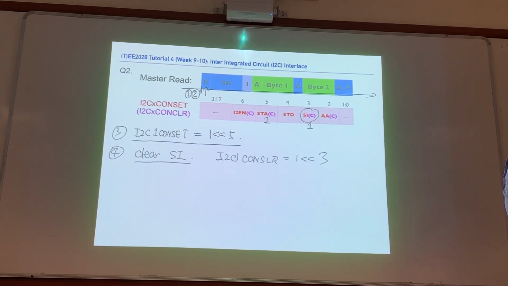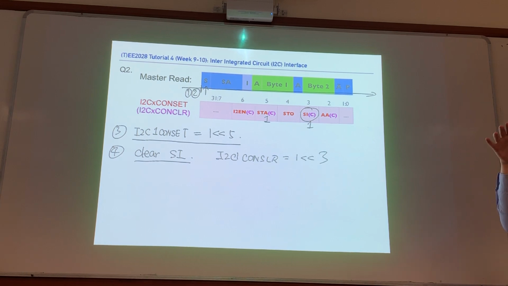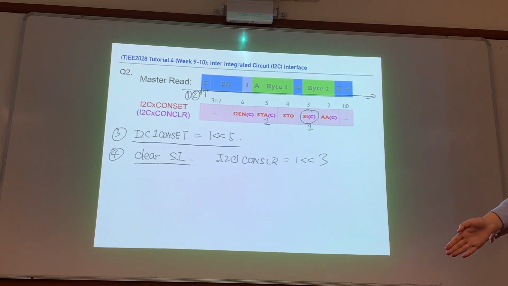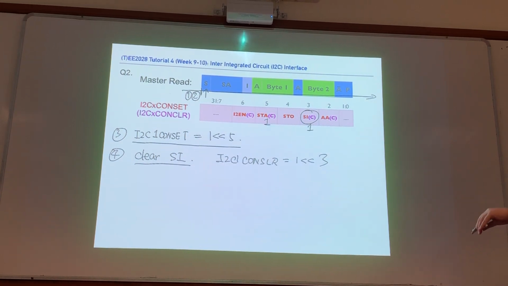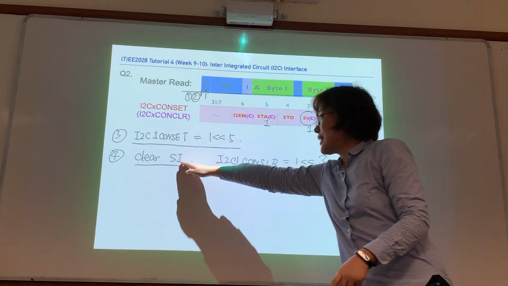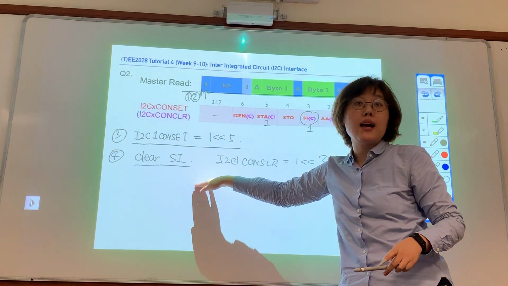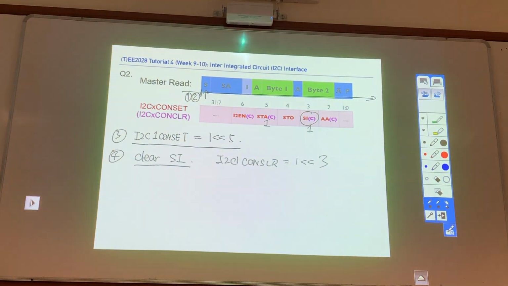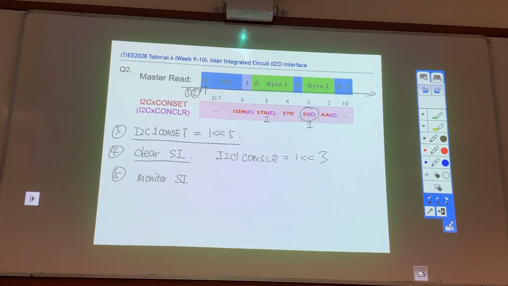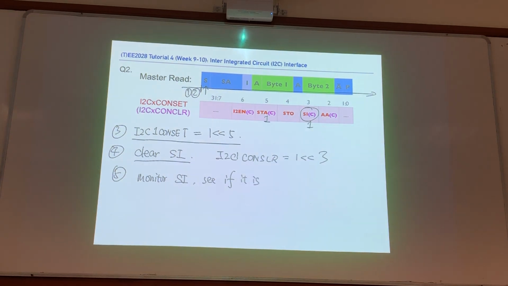Something will go past it, and it will take some time to let this one totally out. So it will open, then it goes out. Once it's finished, it will close automatically. SI is working in this way. So after you clear SI, you need to monitor your SI. So the next step is you need to monitor SI, see if it is set or not.